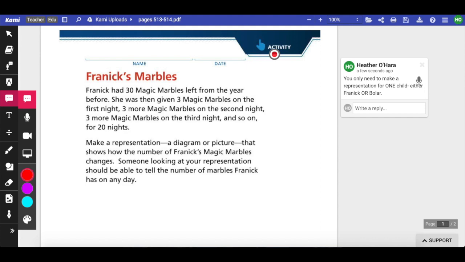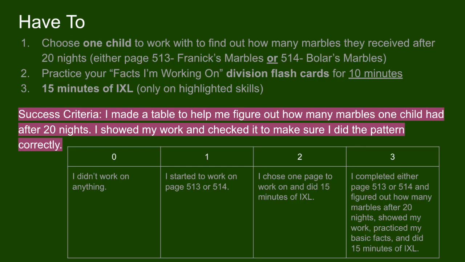Now let's take a look at your have to and success criteria for today. So for your have to today, you need to choose 1 child to work with to find out how many marbles they received after 20 nights. So either choose page 513, which is Franek marbles, or 514, which is Bolar's marbles. Then you need to practice your facts that I'm working on, division flashcards, for 10 minutes, then do 15 minutes of IXL only on the highlighted skills.